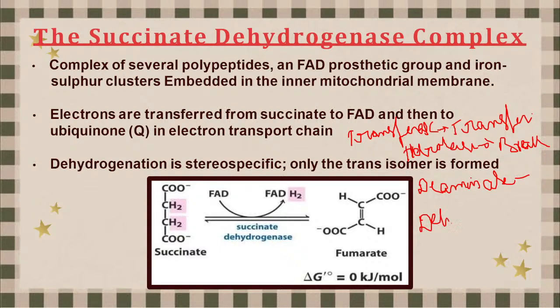So when I use the word dehydrogenase enzyme, they are the enzymes which remove the hydrogens, and those hydrogens can be accepted by NAD and FAD. That is the reason we get the reducing equivalents. That's the nature of the enzyme, common.